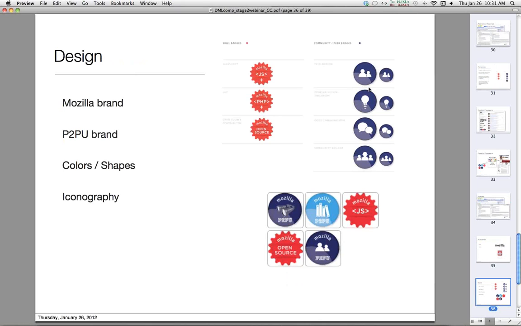The design here was we had to work in two different kinds of brands. We had to work in both the Mozilla brand and the peer-to-peer university brand. So thinking about how do your brands start to interact if more than one brand actually owns the badge. And then what are the colors and shapes? Do you want to have a specific color that all of your badges are, or do you want to have a color that gets recognized as an X kind of badge? Are there shapes that move between different kinds of badges, or is there one overall shape that then gets modified just through color and content and iconography?